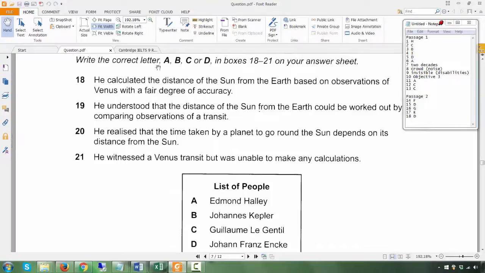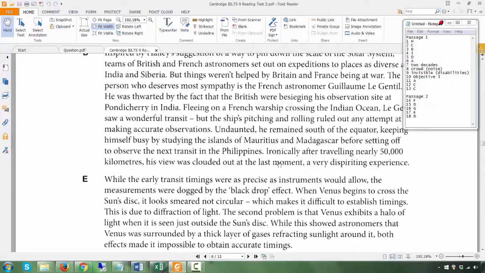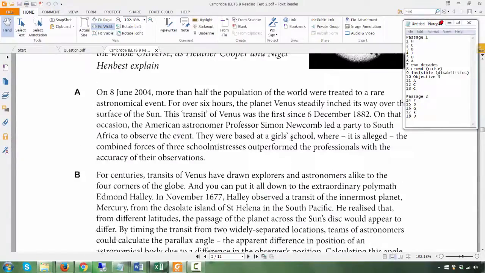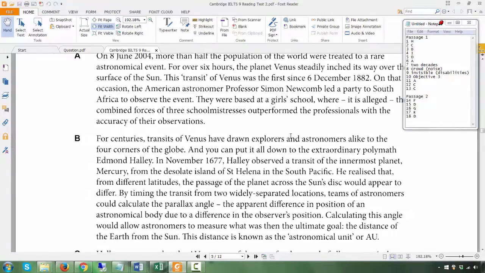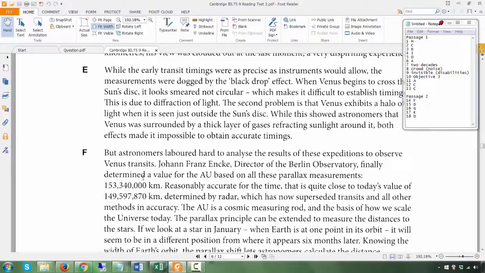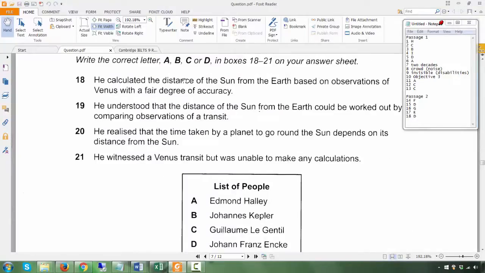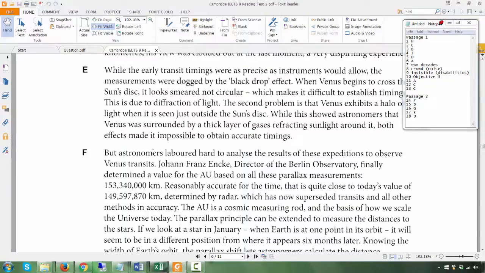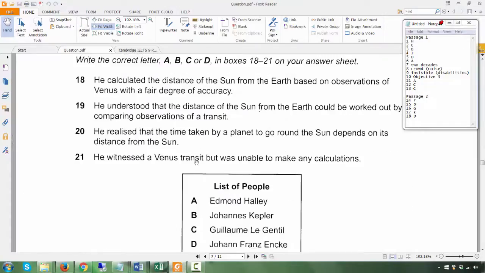Okay, let's go back to this. The distance of the Sun from the Earth, which is basically, if you go to the front of the passage, what is the distance of the Earth from the Sun? Okay, this is known as the astronomical unit, or AU. So determine a value for the AU, all right, reasonably accurate for the time. So as you can see, he calculated the distance of the Sun from the Earth based on observations of Venus with a fair degree of accuracy. All right, astronomers labor hard to analyze the results of these expeditions to observe Venus transits. Okay, so this guy determined the AU value, which was quite reasonable. It says reasonably accurate for his time.